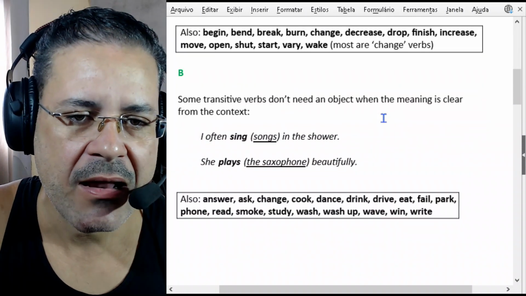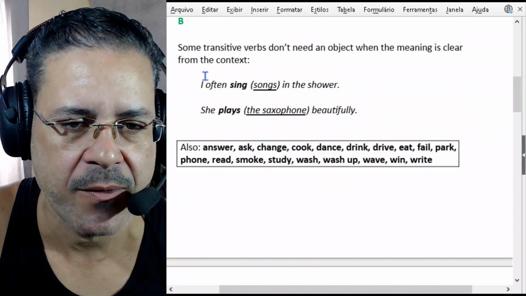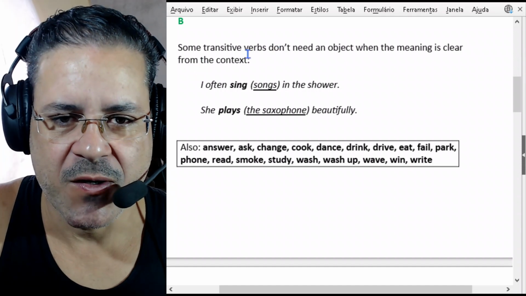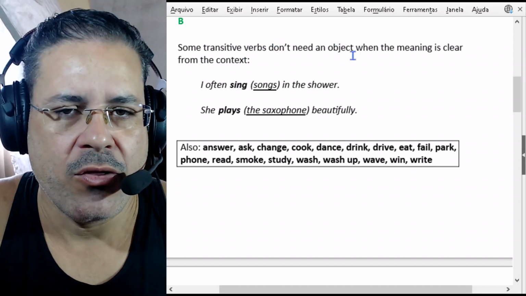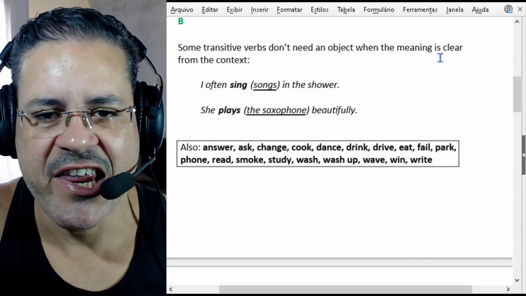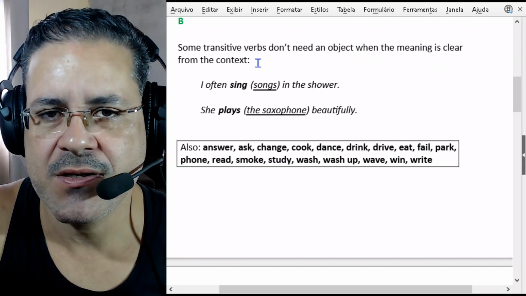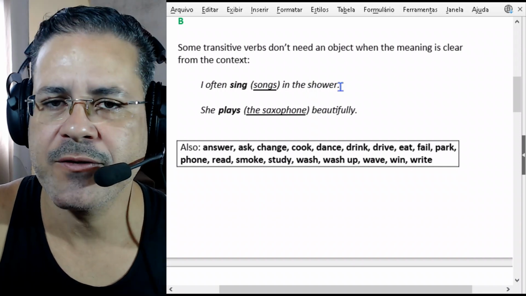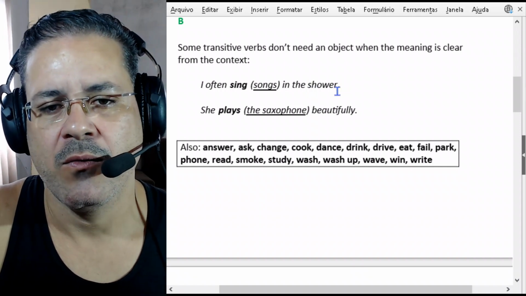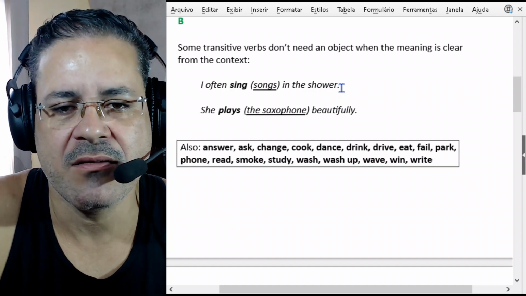Okay, now let's move on to section B. Some transitive verbs don't need an object when the meaning is clear from the context. For example, I often sing in the shower. When I'm in the shower, I'm singing.